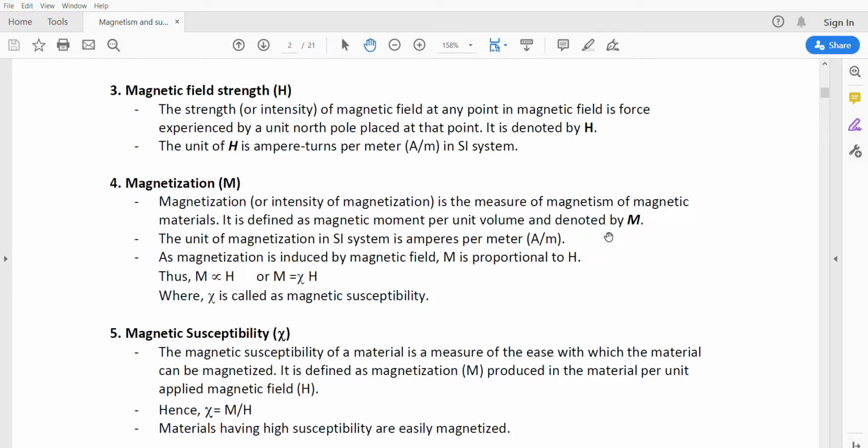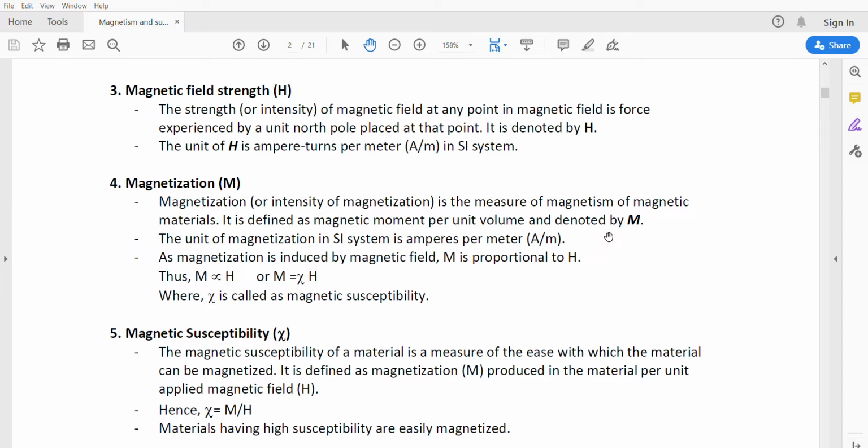The unit of magnetization in the SI system is ampere per meter. Magnetization induced by the magnetic field, M, is proportional to H. So magnetization directly depends on the magnetic field strength H, that is M proportional to H. M is equal to psi into H. Psi is a constant value said to be susceptibility, and otherwise you can write psi is equal to M upon H.